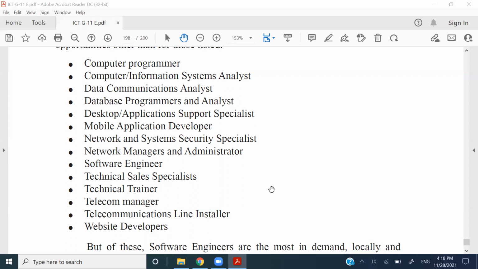Technical trainer, one of the lower level designations that we can find, right? Telecom managers, the telecommunication managers, telecommunication line installers, the field workers. When you are getting a particular internet connection or a telephone connection, these are the people who do the wiring and fixing the stuff. It is kind of a field work, right? You actually get involved with the RJ45 lines, with the fiber lines and all these things. And website developers, another separate part, and a huge market is there for those, right?